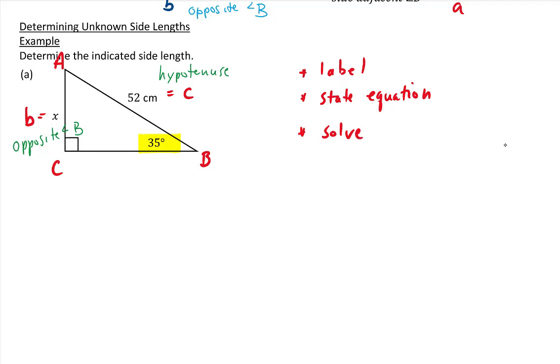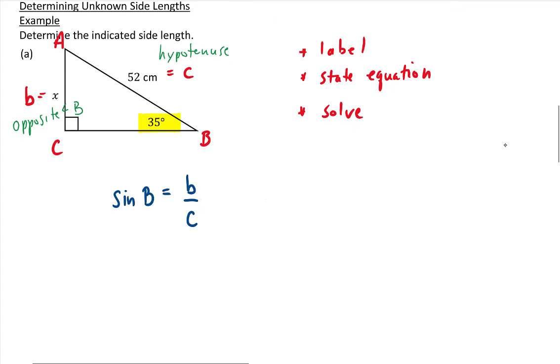So what we do now is we look for a ratio that has opposite and hypotenuse attached to it, because we need the opposite side, because that's what we're solving for. We need the hypotenuse, because that is the only side we have information for. And if we look at our ratios, the one we should pick is sine. So sine of angle B, if we look at our triangle, the side opposite angle B is B, and the hypotenuse is C. So there is the equation we're going to use. Next, we sub in our values. So we have sine of 35 degrees is equal to x, that's side B, over 52, that's side C.